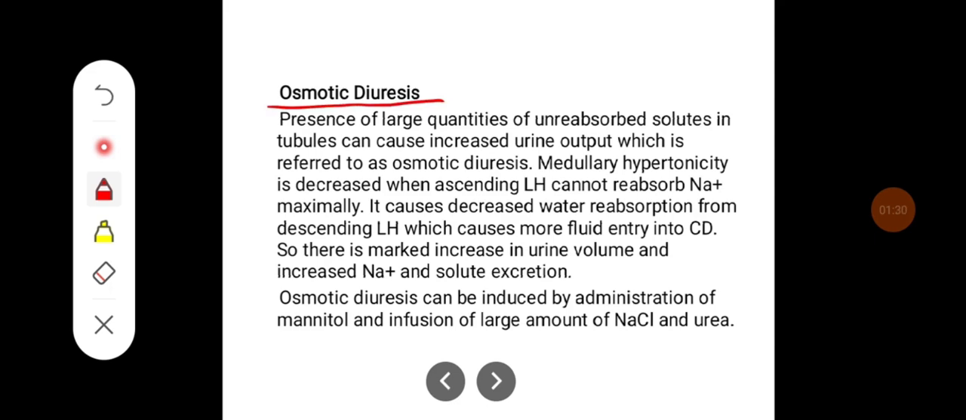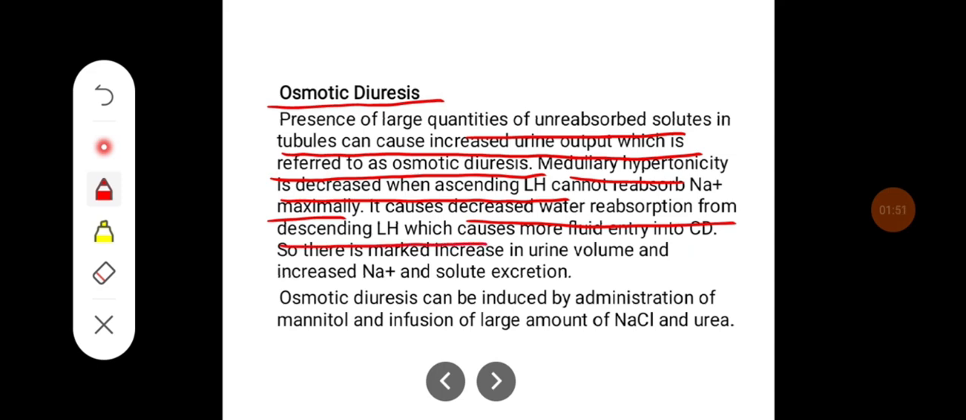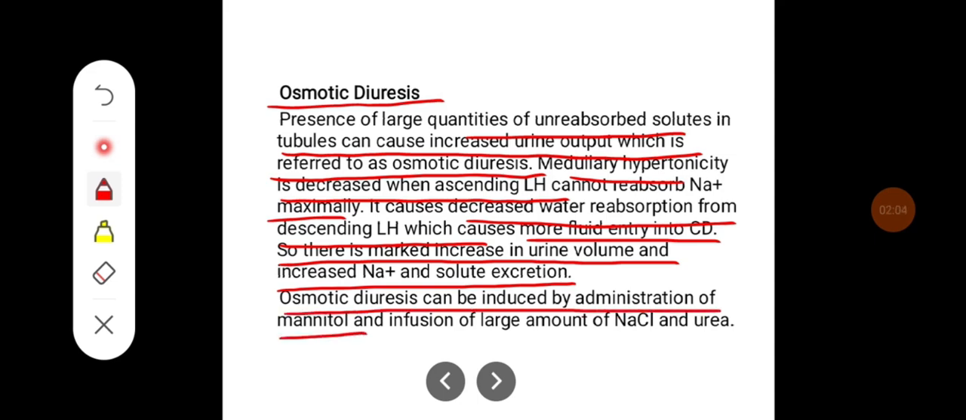Osmotic diuresis. Presence of large quantities of unabsorbed solutes in the tubules can cause increased urine output, which is referred to as osmotic diuresis. Medullary hypertonicity is decreased when the ascending loop of Henle cannot reabsorb sodium maximally. It causes decreased water reabsorption from the descending loop of Henle, which causes more fluid entry into the collecting duct. So there is a marked increase in the urine volume and increased sodium and solute excretion. Osmotic diuresis can be induced by administration of mannitol and infusion of large amounts of sodium chloride and urea.